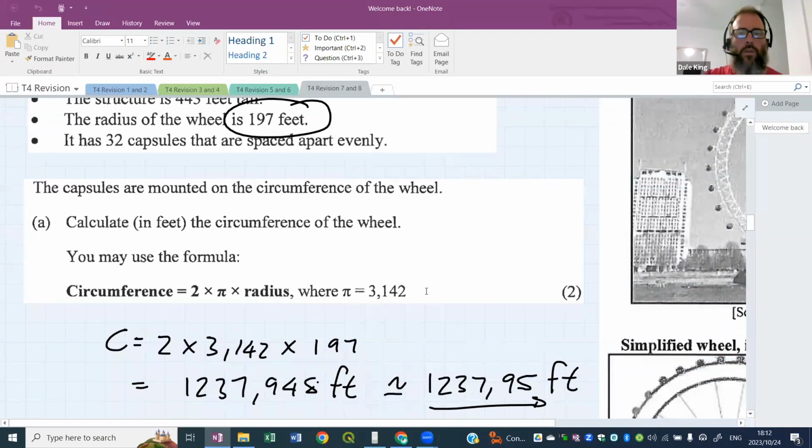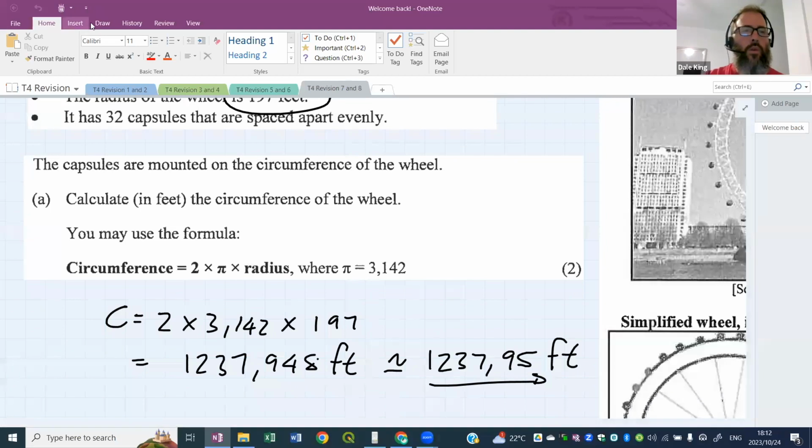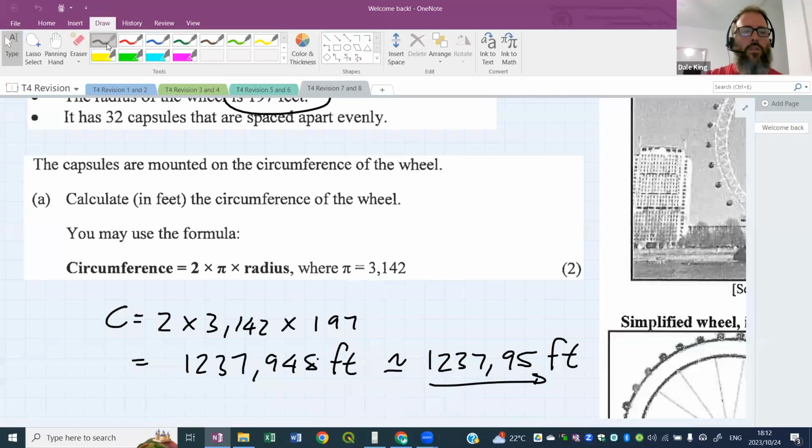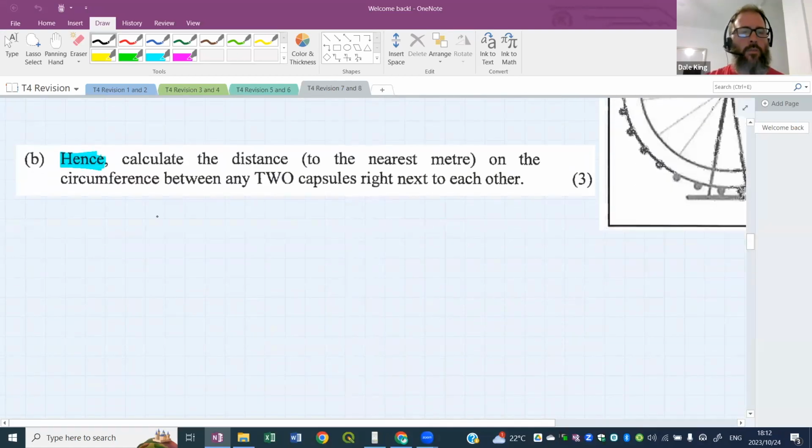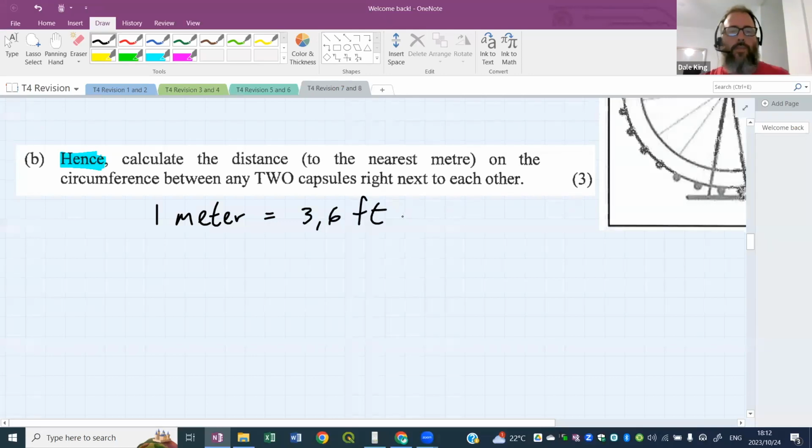All right, let me put one in here. I'm looking for a conversion and they didn't provide one here, so I'll give you one. 1 meter equals, let's say, 3.6 feet. All right, there's a conversion.